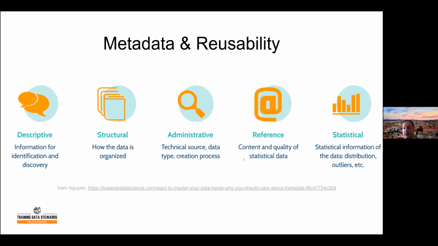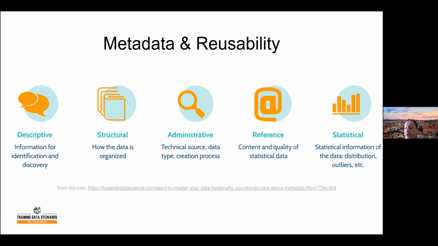So we can think about several layers of metadata. There is descriptive metadata, which is the one we use mostly for findability. This is information for identification and discovery. There's structural metadata, which is information about how the data is organized. There's administrative metadata, which is the technical source, data type, creation process, etc. Then there is reference, which is concerned mostly with the content and quality of statistical data.